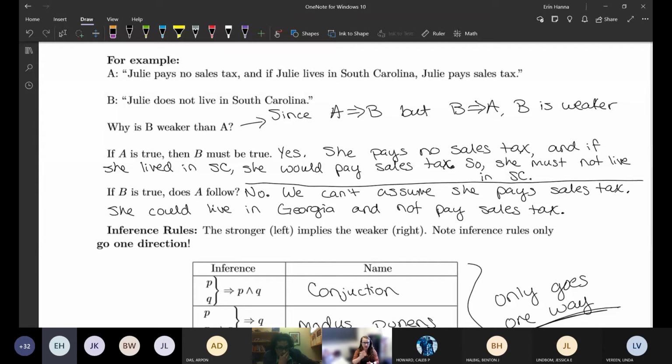But if we start with B, she does not live in South Carolina, can we assume she pays no sales tax? We don't even really need to care about the rest of the statement. If we know that she doesn't live in South Carolina, can we assume she pays sales tax? No, she could live anywhere and pay sales tax or not pay sales tax. We have no idea whether or not she pays sales tax just off of the fact that she doesn't live in South Carolina. So we can't have B therefore A, so B is considered weaker than A. Does that make more sense?